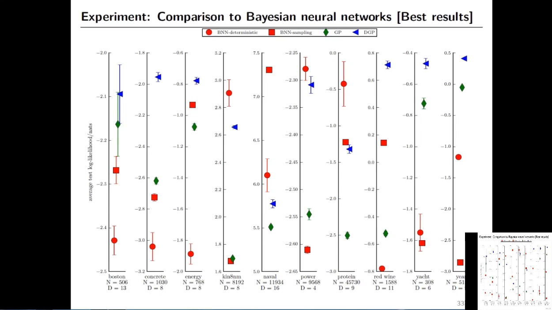Is there any way you can classify Gaussian processes themselves?